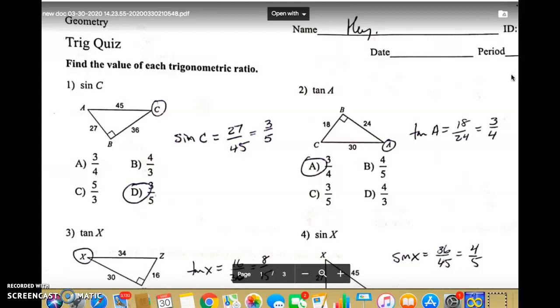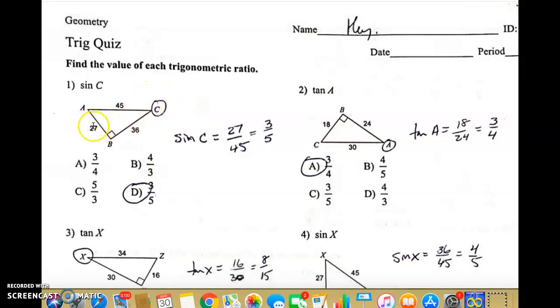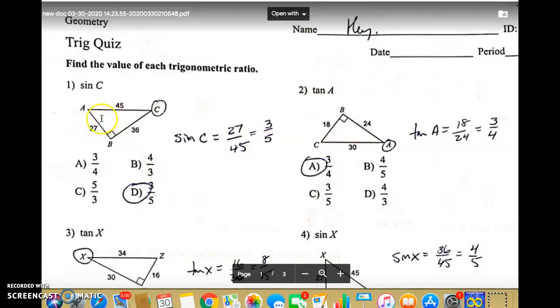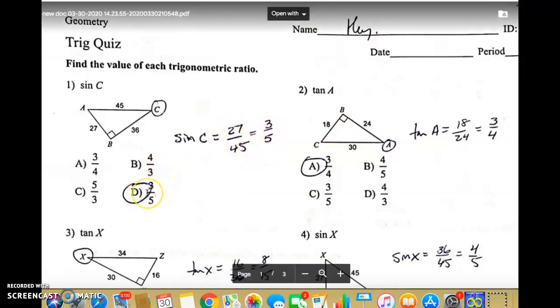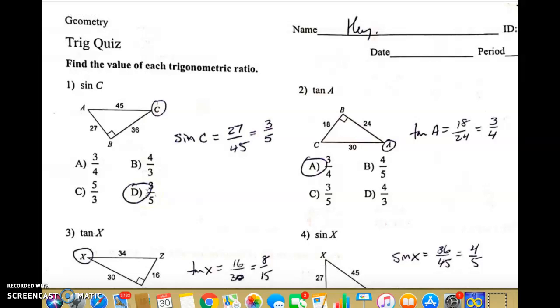So remember for trig, the big idea is SOHCAHTOA, so make sure you remember all those ratios of sides of a triangle. So here's what I do. For 1, sine C, I'll mark the reference angle, and sine of C is opposite over hypotenuse, so SOH. So 27 over 45, you've got that ratio. Reduce it, they're both divisible by 9, 3 over 5, boom, you're done. All goes by SOHCAHTOA.